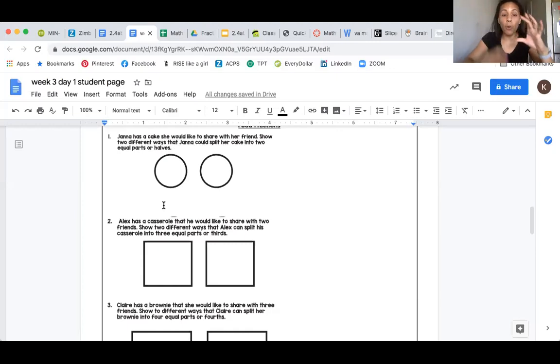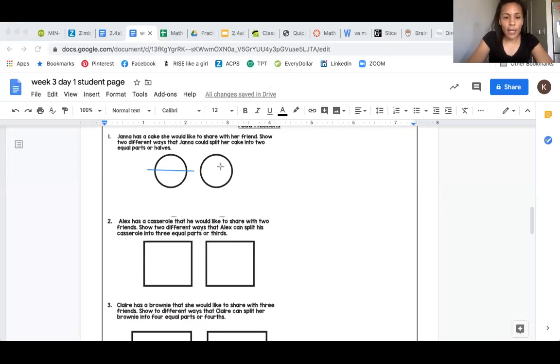That is her whole. Here is her whole right here. She wants to partition or split her cake into two equal parts. So let's see how we can do that. All right, let me get my drawing tool. All right, so maybe I could split it this way. Okay, did that work? Are those two equal parts?